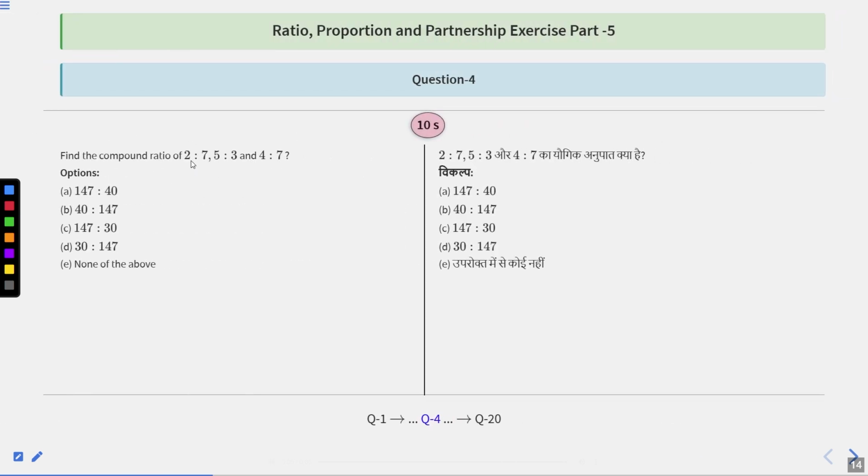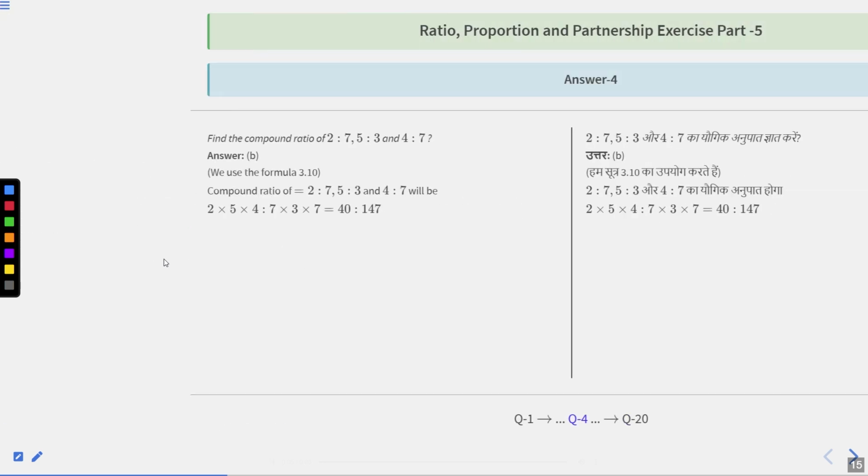Find the compound ratio of 2:7, 5:3, and 4:7. You have 5 options and 10 seconds to solve this question. Your time starts now. Now time's up. Let's see the solution.